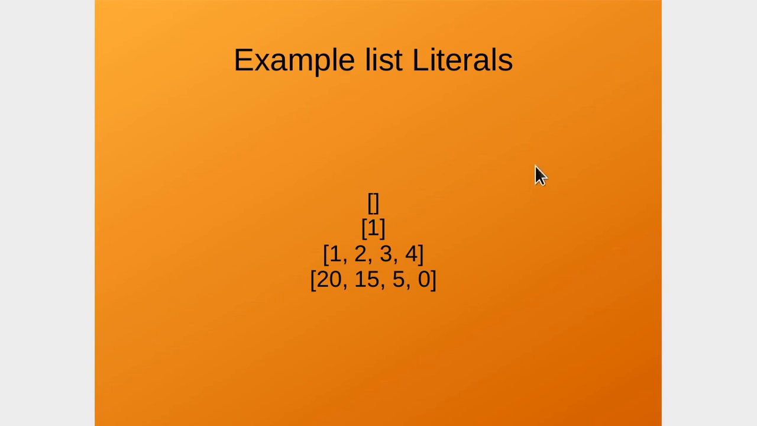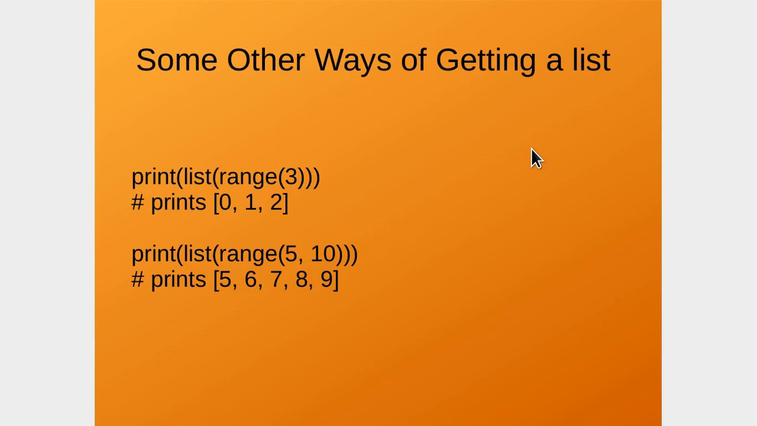Here are some example list literals. The elements of the list are separated by commas. Here are some other ways of getting a list. Range, we'll talk about laziness in a bit, but range returns a lazy list from 0 to 2 in this case with range 3. If you want to make it eager, if you want to convert it to a list right away, you just apply the list constructor. And range 5, 10 goes from 5, 6, 7, 8 to 9. And again, you're converting it from lazy to eager using the list constructor.